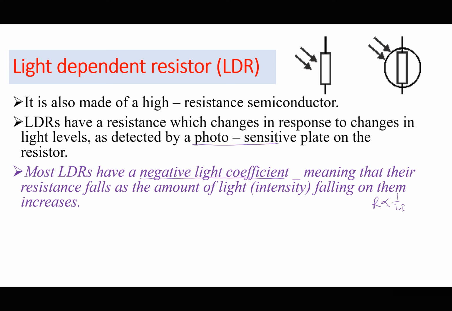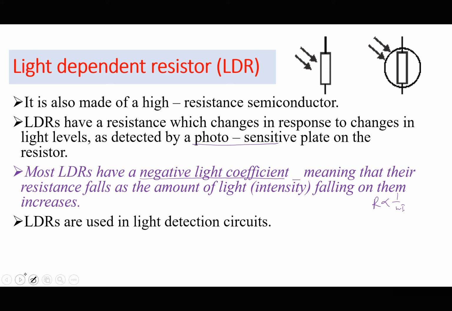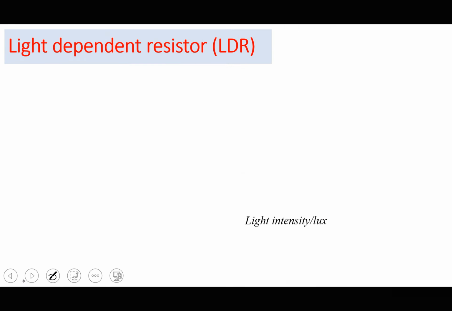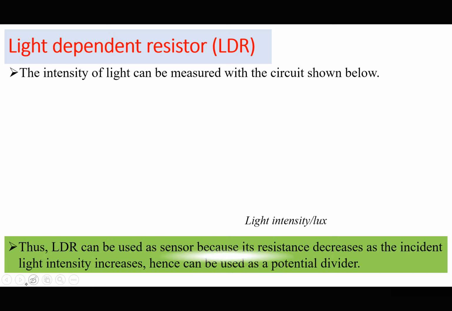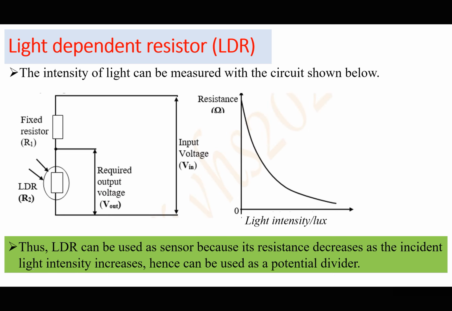Negative light coefficient LDRs. So if we want to use them, of course, we shall also connect them into what we call a potential divider. So LDRs are used in light detection circuits. These are going to be used as potential dividers the way we have done with thermistors. So the intensity of light can be measured with the circuit shown here.